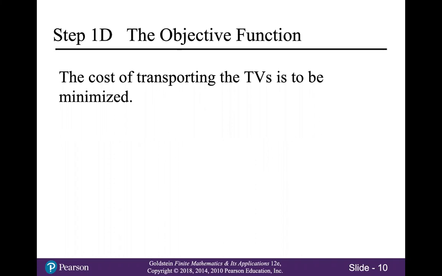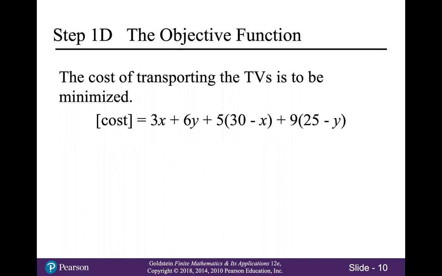All right, and we want to minimize the cost of transporting the TVs. So that cost is given by this expression: 3x plus 6y plus 5 times 30 minus x plus 9 times 25 minus y, which simplifies to this.